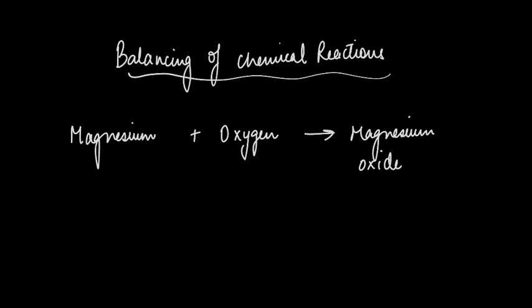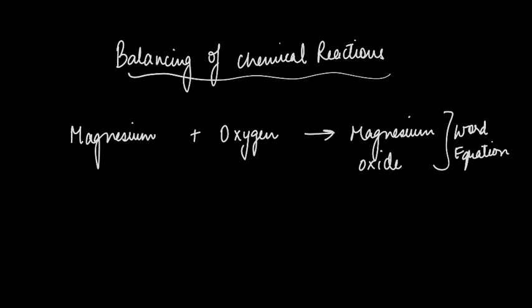On the left hand side of the arrow are the reactants, and on the right hand side are the products. Reactants are chemical substances which react to give products. So, what I have written over here is a word equation, a type of equation we use for writing a chemical reaction.